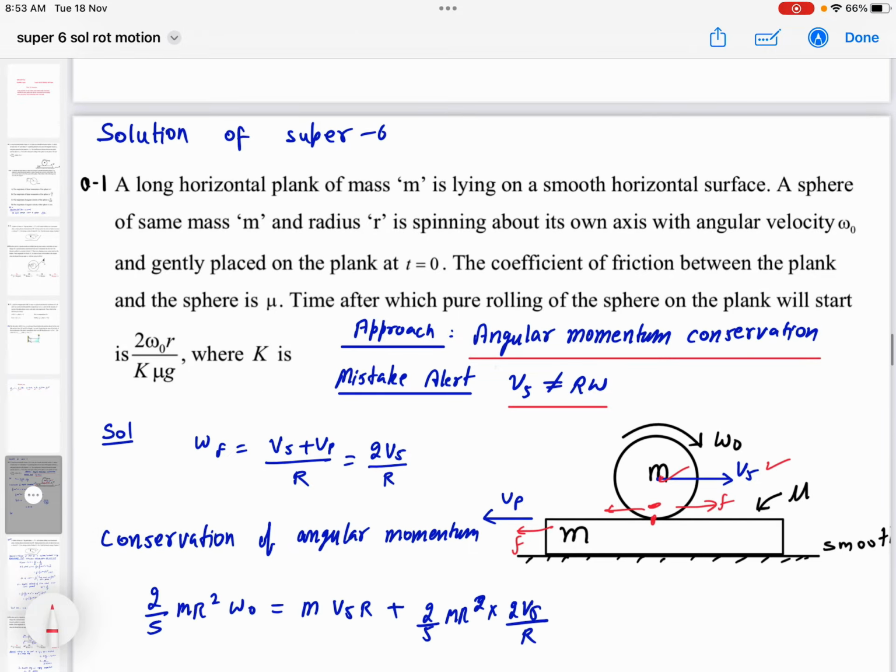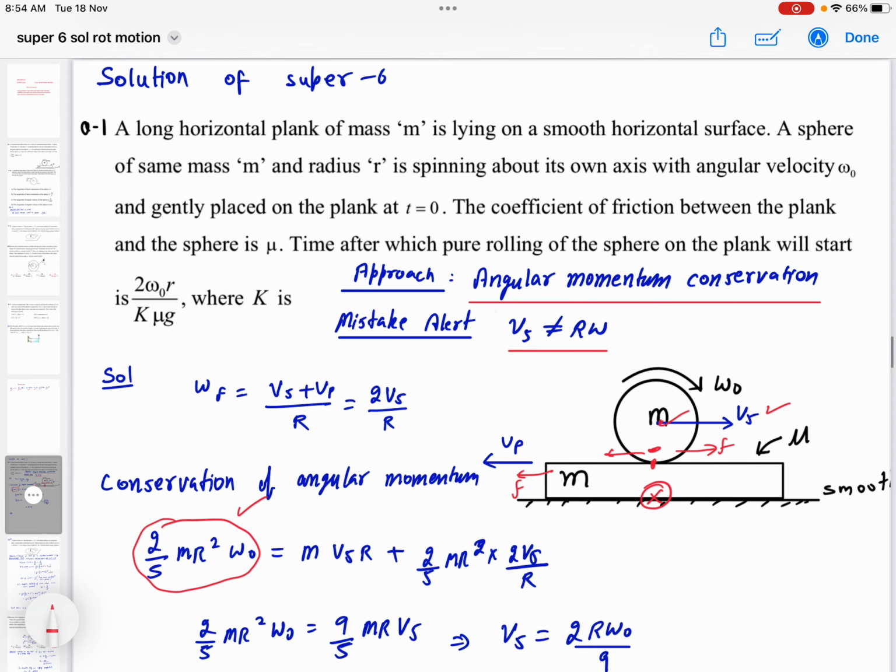Okay. Now we can conserve angular momentum about any point on the ground, right? So initially we have only spinning, 2 by 5 m r square into omega. Now the plank, in our syllabus we know thickness is not given, meaning negligible thickness. So suppose you are conserving angular momentum about this point. Now this point will be on the ground only, right? This point is not moving. So that is the initial angular momentum with respect to this point, 2 by 5 m r square into omega naught.